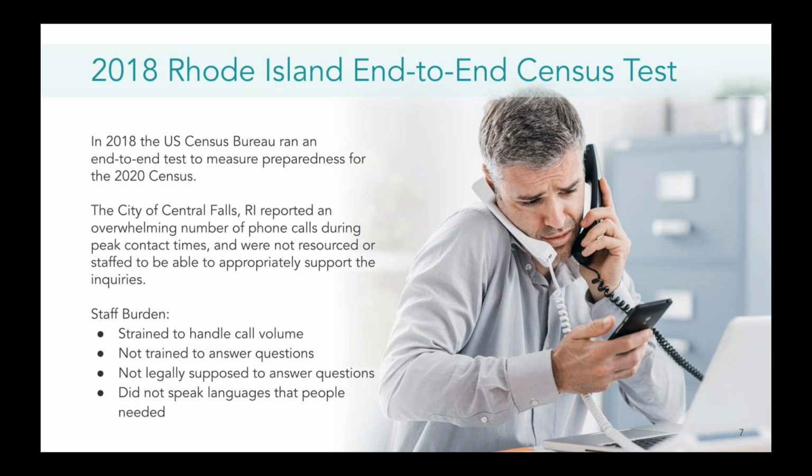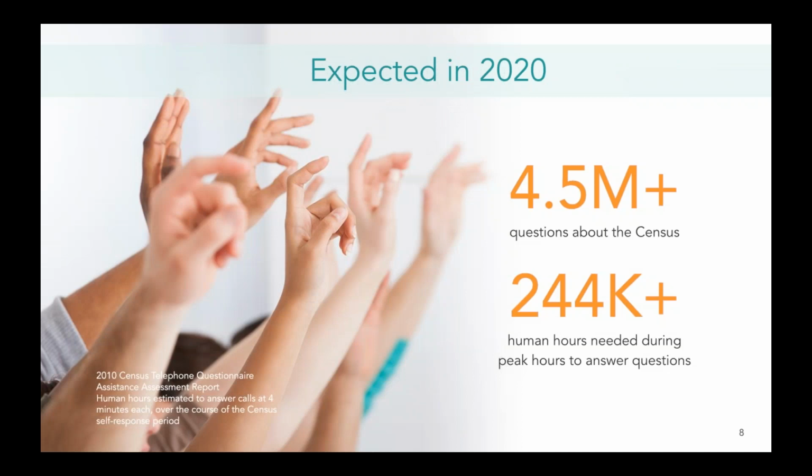And so it was really apparent to us that if this was going to be repeated, even on a larger scale across the entire country when the real census came, there would be a huge need for local governments to be able to answer people's questions. Even in 2010, there were millions of questions about the census. There were 4.5 million questions about the census in 2010, and we believe that it would take nearly 244,000 human hours to answer those questions.